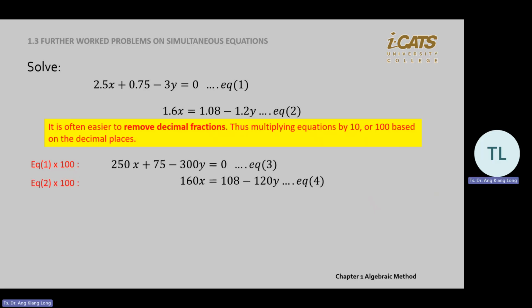Equation 1, I remove the decimal place. How do I know whether I need to multiply by 10 or 100? I use the maximum decimal place. For example, equation 1 has a maximum of 2 decimal places, so I multiply by 100. Same with the second one. So if in equation 1 you see 2 decimal places, equation 2 also needs to follow 2 decimal places, so that when you align for the elimination method, you can eliminate clearly.